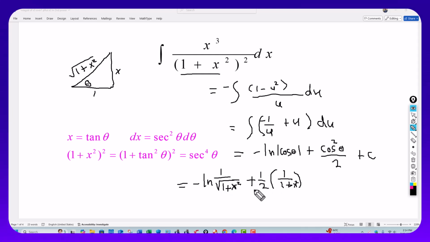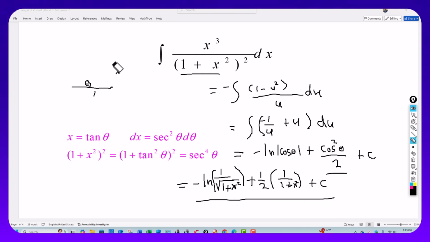So you could actually say this is the answer. We have minus the natural log of, don't need absolute values, but we can put it in parentheses here. Natural log of 1 over the square root of 1 plus x squared. And from this right here, we have 1/2 times 1 over 1 plus x squared. And then we have the constant of integration. So we have that. This could be an answer.